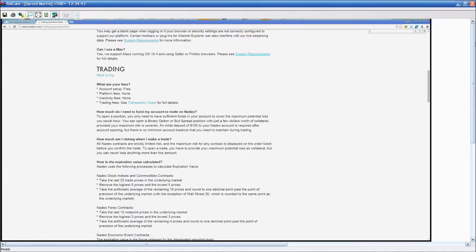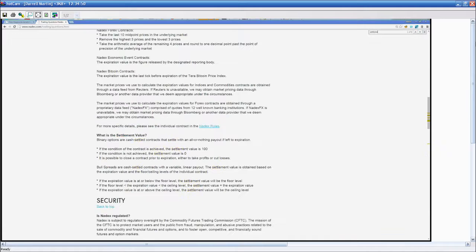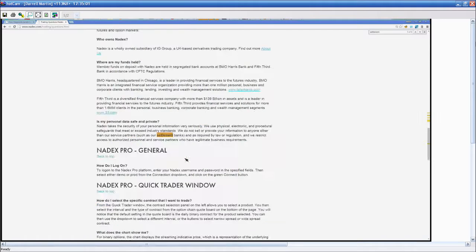Trading, and then we'll go into settle. Where do they put their settlement? There we go. Now that's the settlement value as of expiration. What about the calculation? Let's see here. I know what the rules are. I was just going to see if I can find them for you.